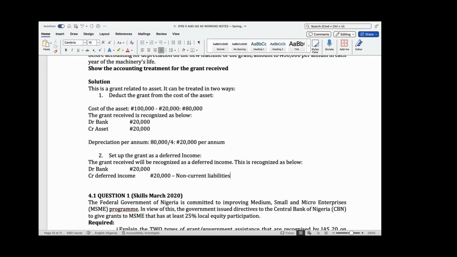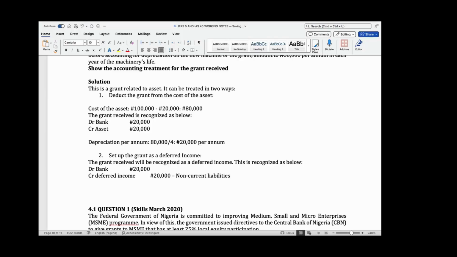So in this case now, this number 2 is better. It's better in the sense that your asset value still remains your asset value. Yes, government is giving you a grant, but we are saying set it up as a deferred income under liability. So that means your depreciation is still showing what it should be, 25,000 per annum. And IAS 16 is happy because you have not tampered with the cost of the assets, unlike this one that is reducing the cost. This one didn't tamper with the cost.